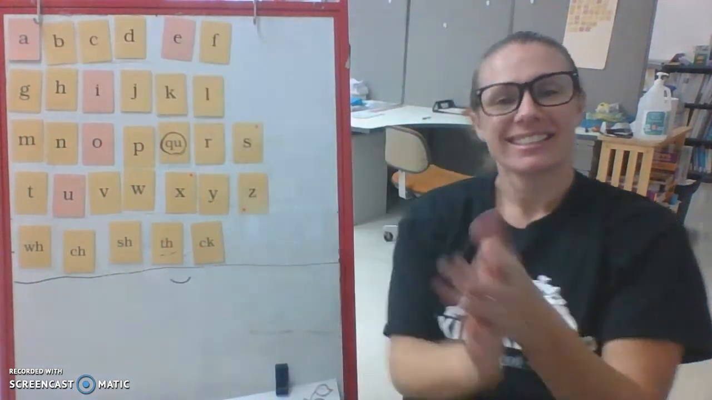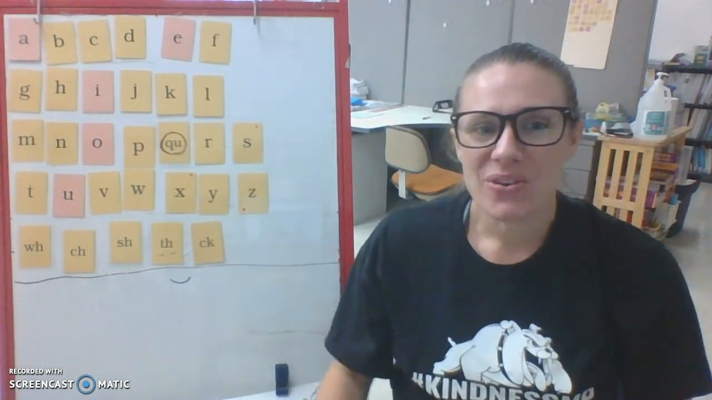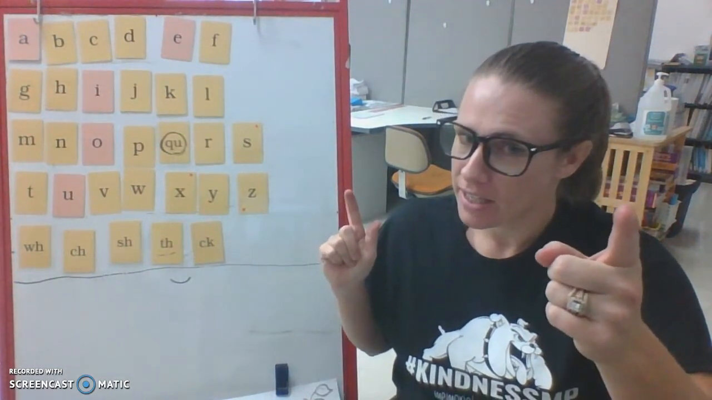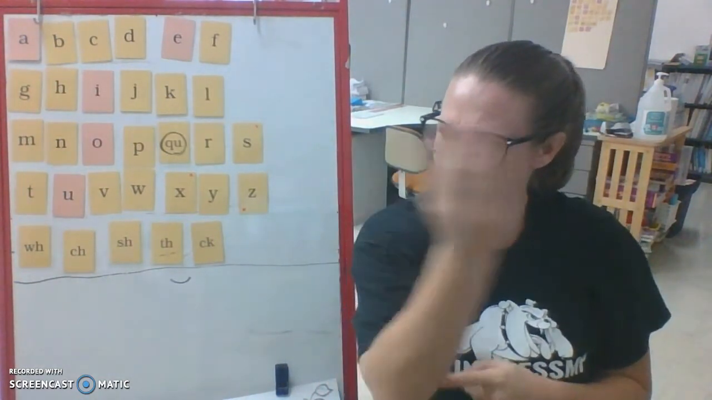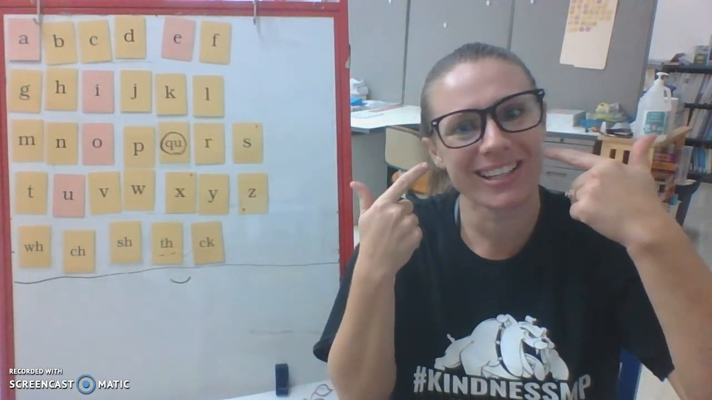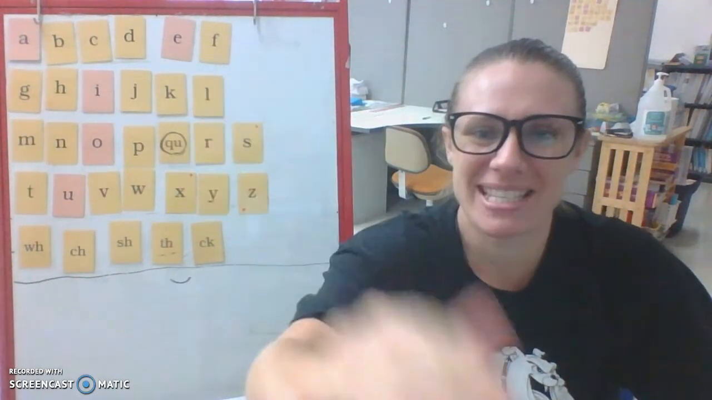All right, guys, you worked hard today. Great job building all of those words. And remember, CK comes at the end after a short vowel. And the smiley above the short vowel is called the breve. Great job. See you next time.